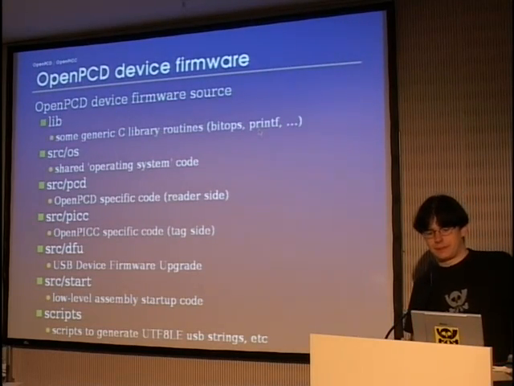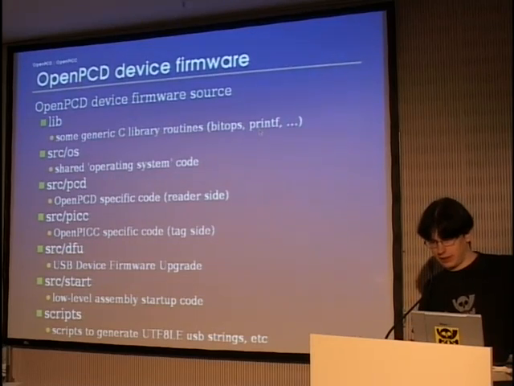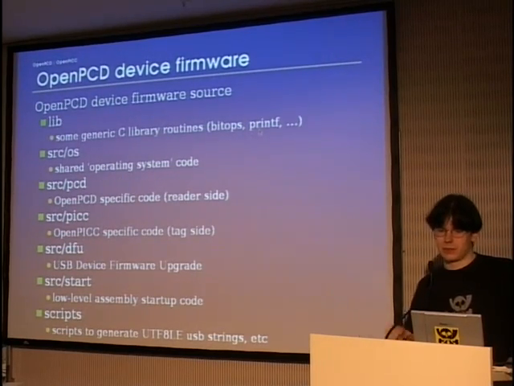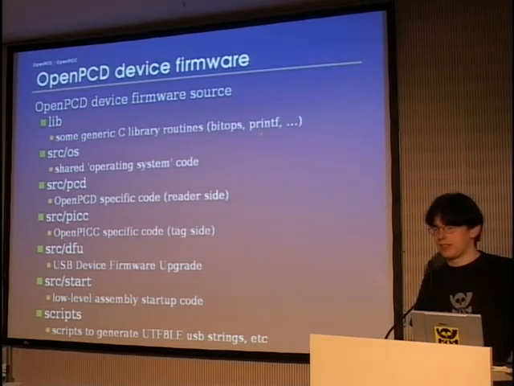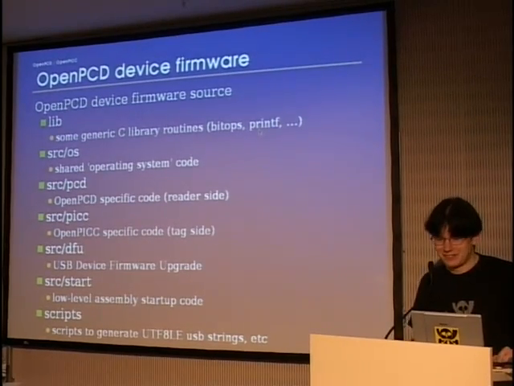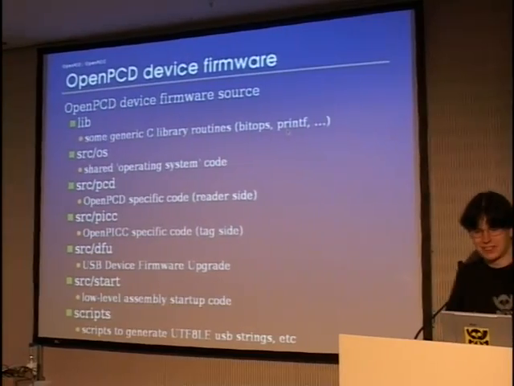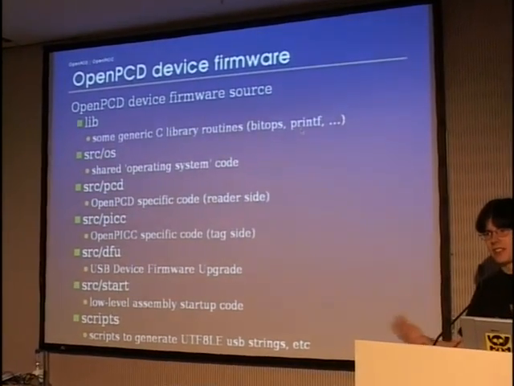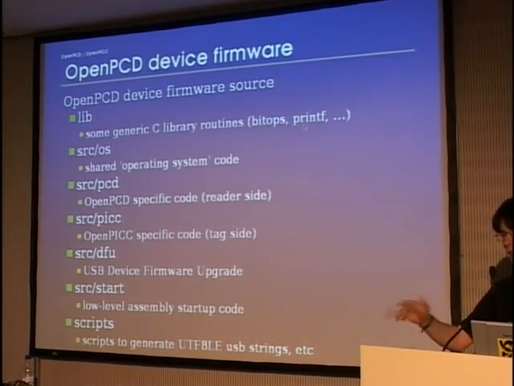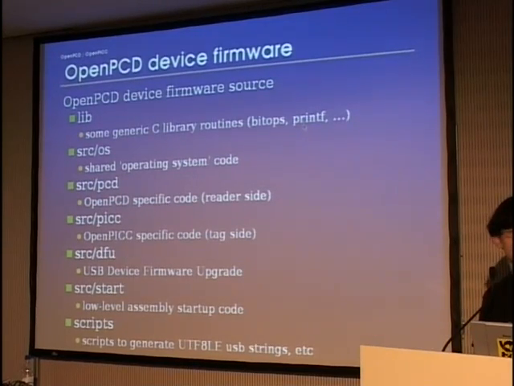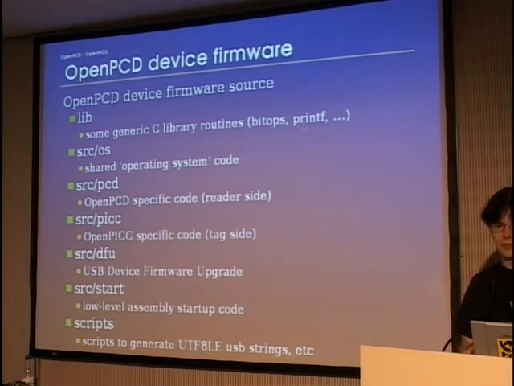The firmware source tree is organized in a couple of directories. Lib just contains some generic C library routines for locking, for bit operations, for stuff like printf and whatnot. There's something called source OS, which is not an operating system. It's just when I wanted to make that directory, I didn't come up with something more intelligent. It's basically the shared code, like the common drivers for hardware that is used in both the OpenPCD and the OpenPICC project. Because as we will learn later on during this presentation, the emulator is from a high-level hardware point of view and from a host software point of view very similar in architecture to the reader.